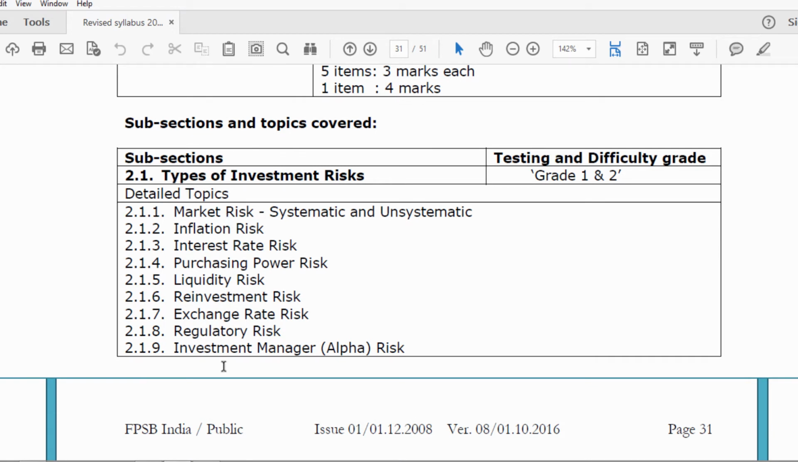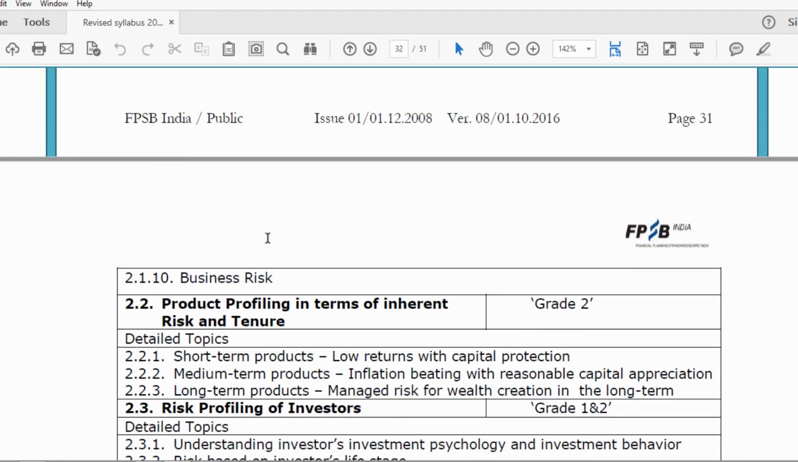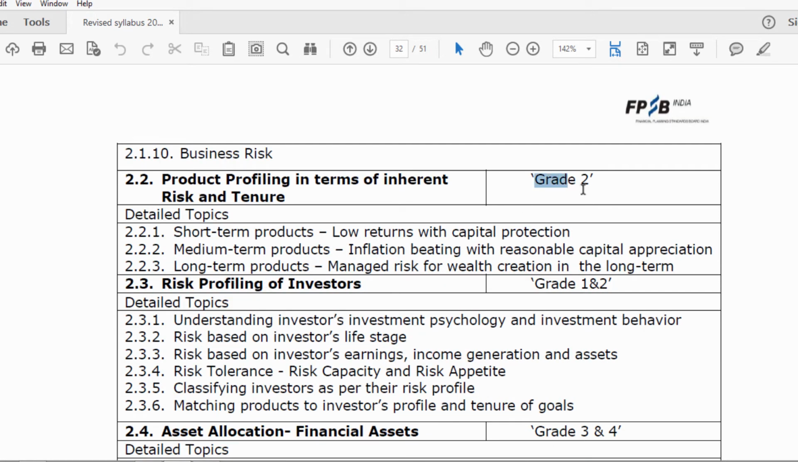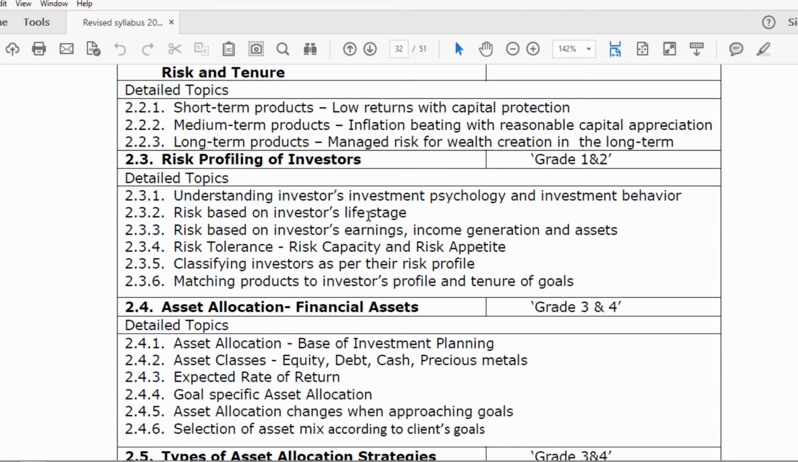Types of investment risk. It is purely theory, and you can simply search on Google. You just have to study one page, not more than that for this. Another is product profiling in terms of inherent risk and tenor. So this is also once again a theoretical part: short-term products, medium-term products, and long-term products, right? But it has got 2 marks. Make sure you study this thoroughly.